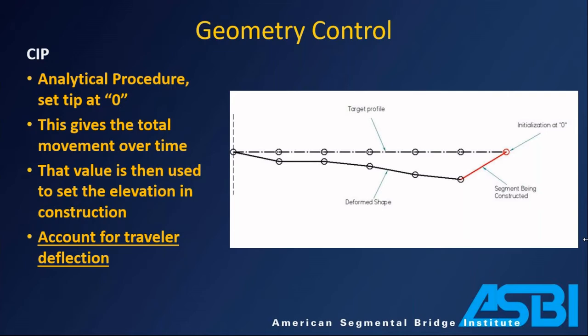So that is the number that you use to set the forms, right? If you find out that all of that stuff happens and at the end of that it is up above the profile by 3 inches, then you would want the form to be down 3 inches when you cast it, right? So that it ends up at 0. One big caveat, and I underlined it here, is most engineers don't account for traveler deflections. They don't have that stiffness in their model. So you need to take into account how much the traveler is going to move down itself when you put all that wet concrete in there. And it can be an inch or so. It's not insignificant. So that's sort of the theory of how cast in place geometry control is done.